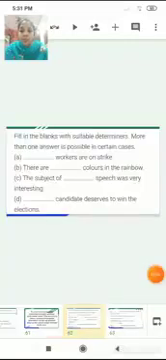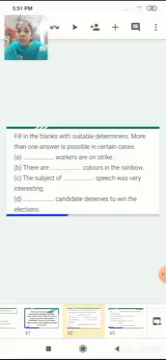Alright, so let's check your knowledge now. Fill in the blanks with suitable determiners. More than one answer is possible in certain cases. Dash workers are on strike. Many workers are on strike. You can also use several workers are on strike. There are dash colors in the rainbow. There are 7 colors in the rainbow.